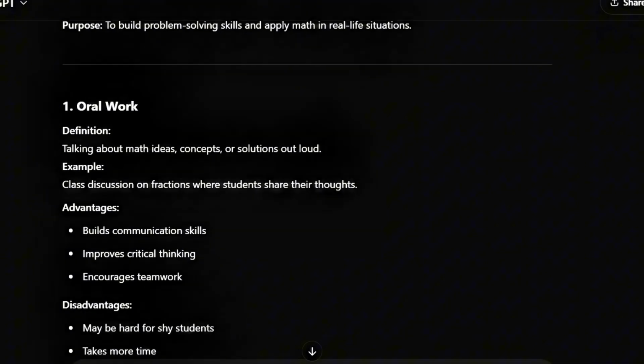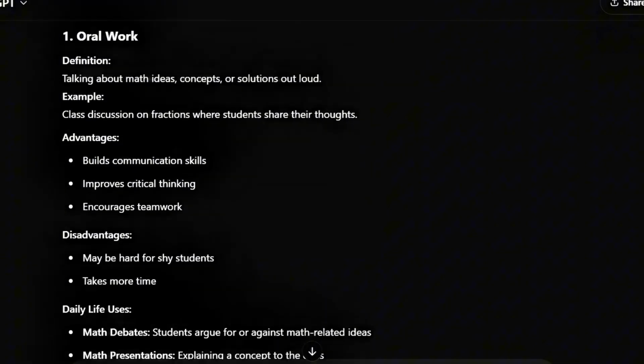1. Oral work. Definition: talking about math ideas, concepts, or solutions out loud. Example: class discussion on fractions where students share their thoughts. Advantages: builds communication skills, improves critical thinking, encourages teamwork. Disadvantages: may be hard for shy students, takes more time.